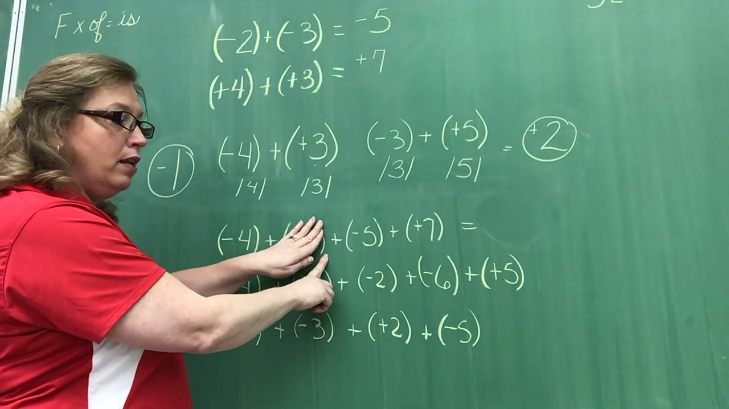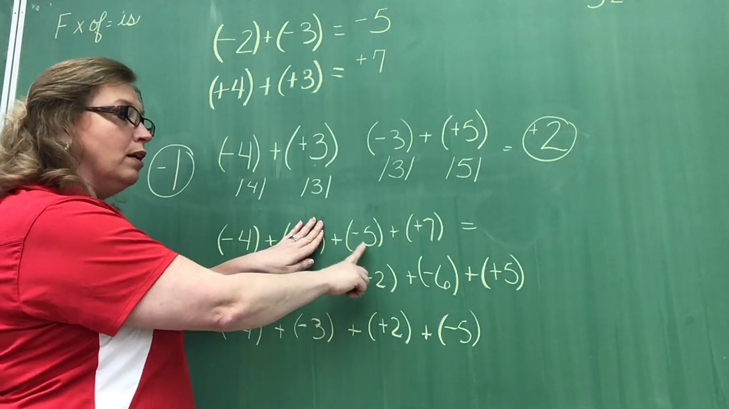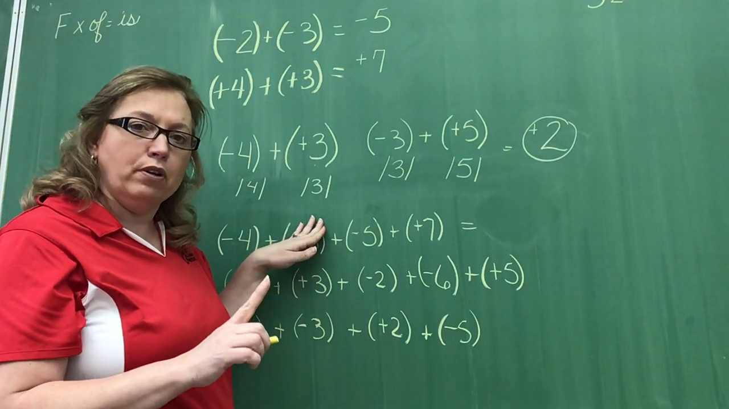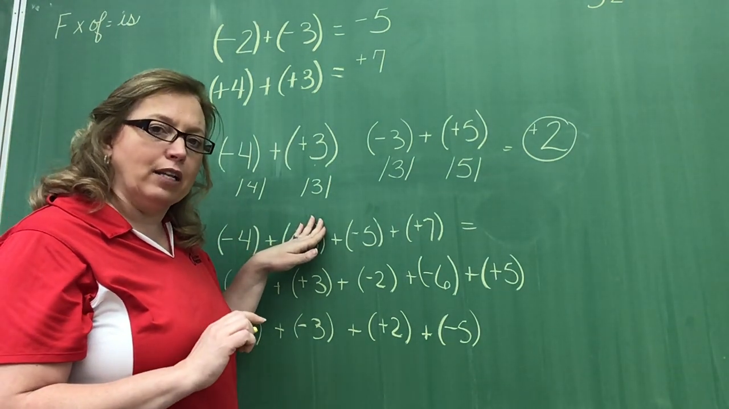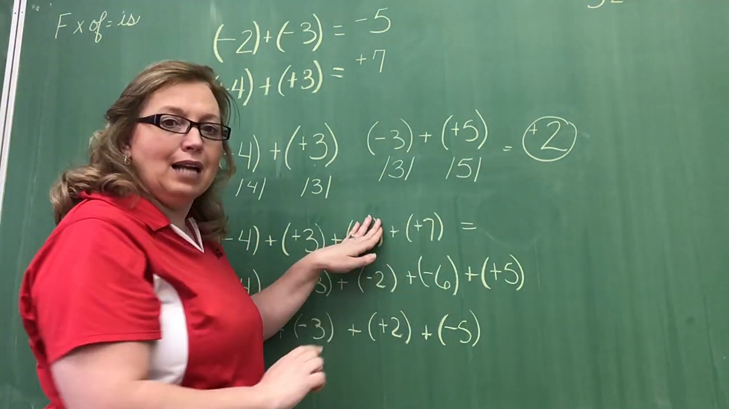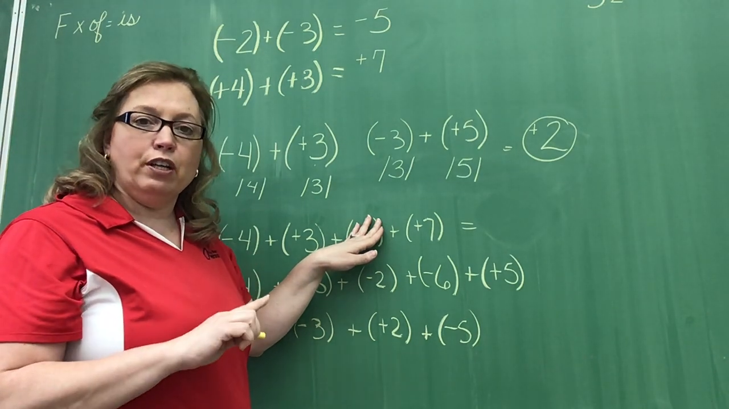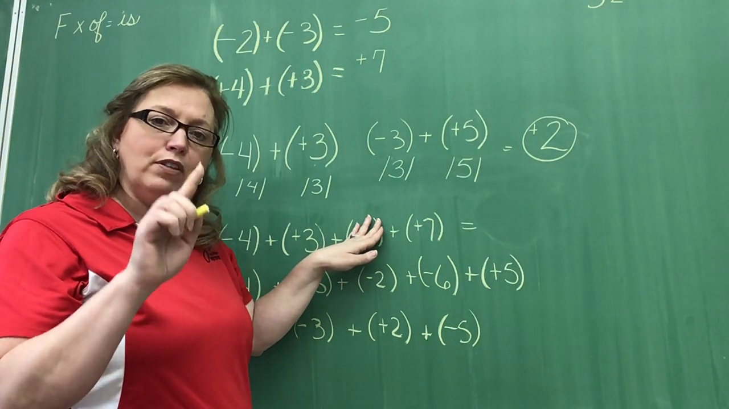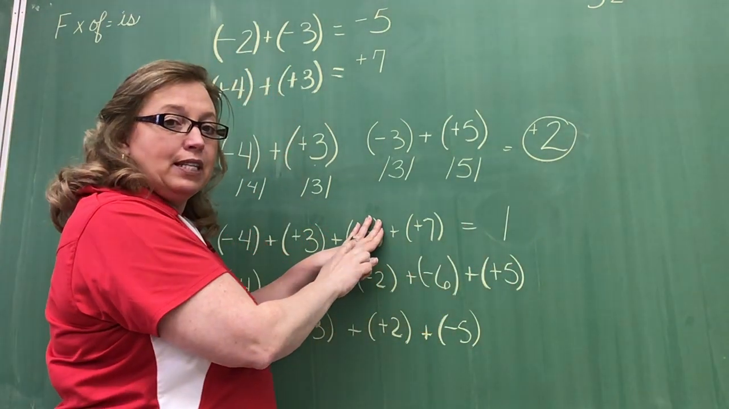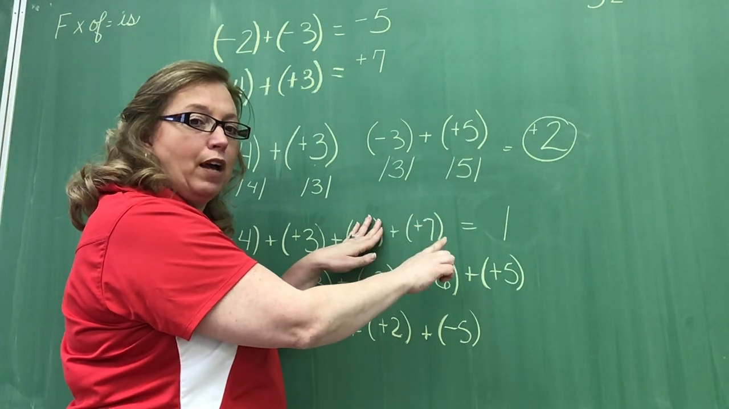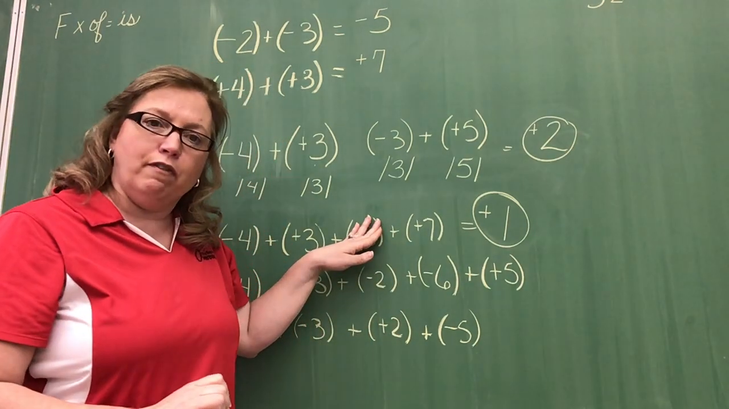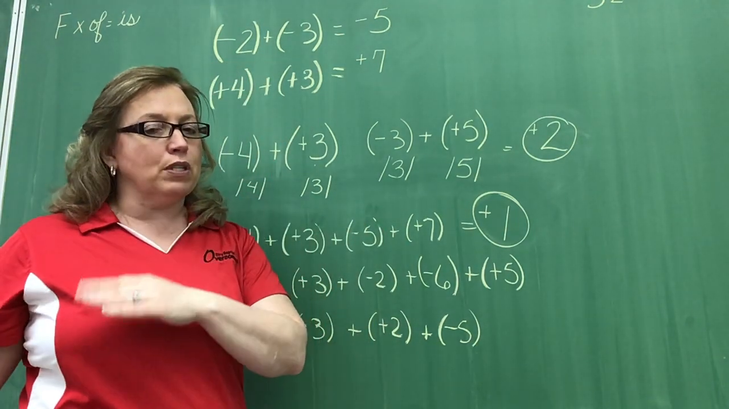So -1, take your next number, -1 plus -5. The signs are the same, so add them together, 6. Keep the sign, the answer is -6. Now say -6 plus a +7. The signs are different, so subtract the numbers 6 and 7. So we have 7 minus 6 is 1. And we have a -6 and a +7. The absolute value of the greater is 7, and it's positive. So my answer is +1. Now, I didn't need to write all of those numbers down.